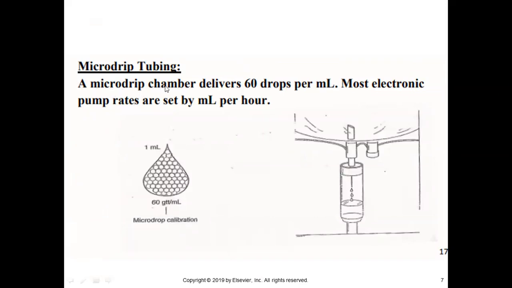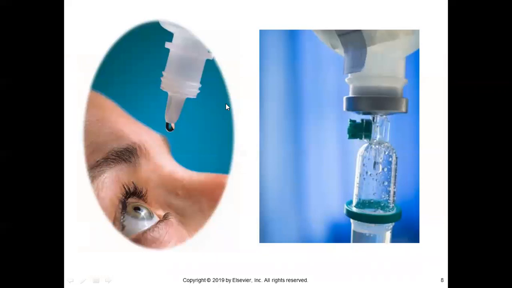Micro drops chamber deliver 60 drops per ml like this. Most electronic pump rates are set by ml per hour. So this is the micro drops and this is the macro drops.